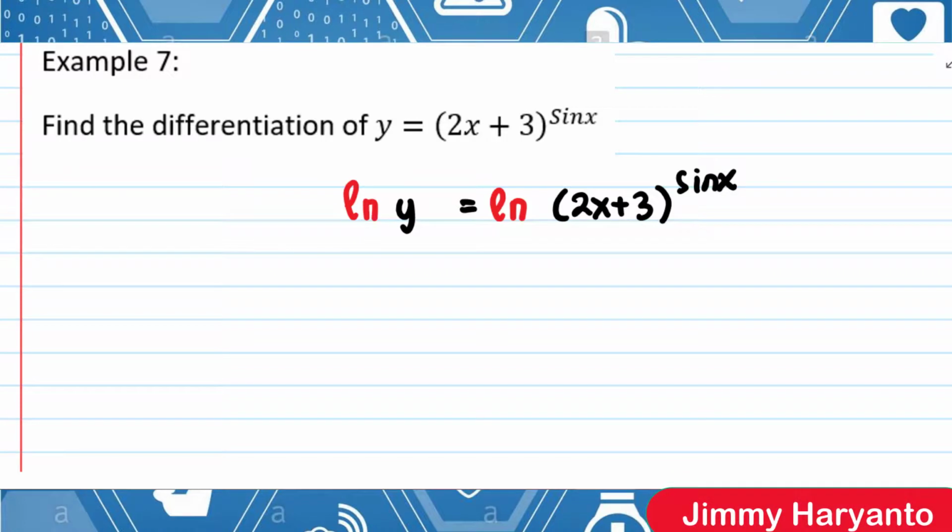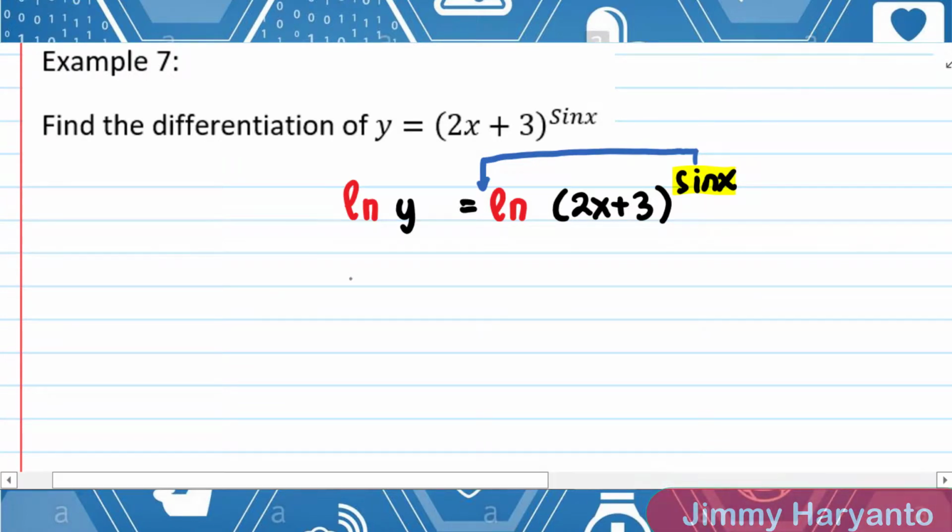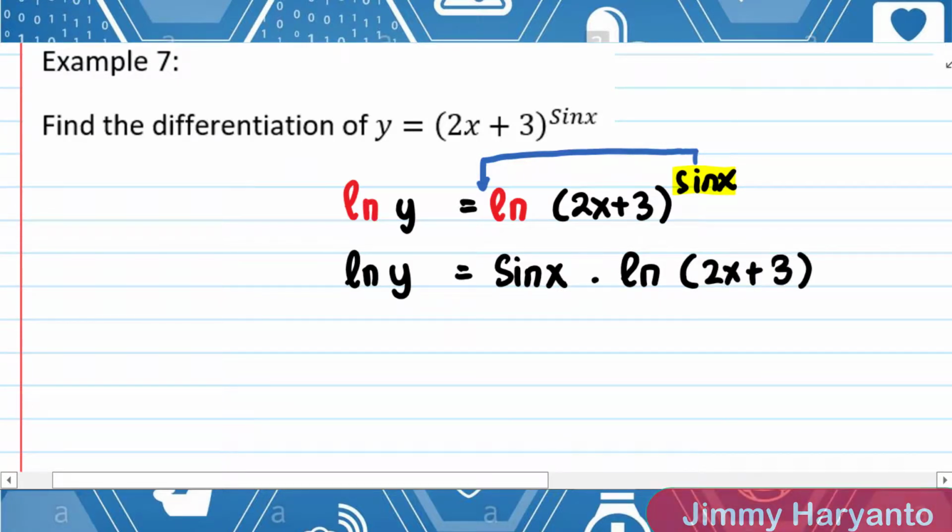Yeah, what for? So that we can use the properties of logarithm, right? We have the properties of powers in logarithm. When you have powers inside of the logarithm, you can move the powers to the front. So you will have ln y equals sin x times ln of 2x plus 3.